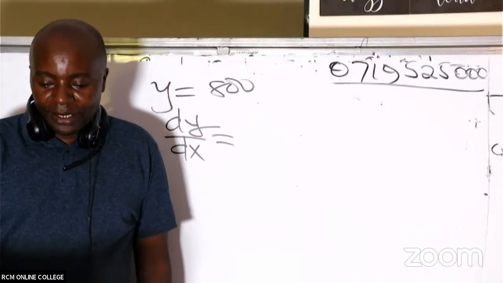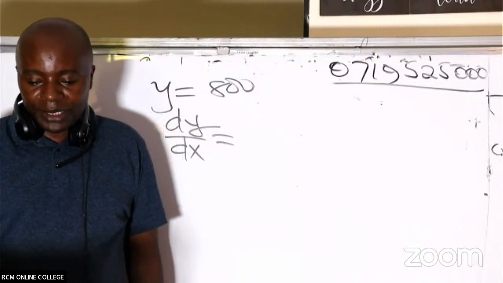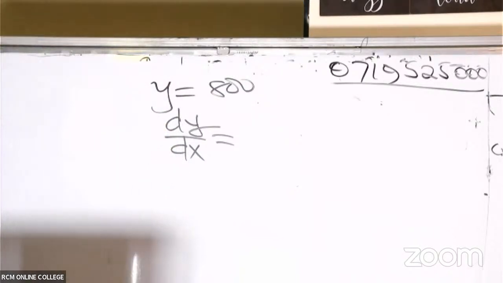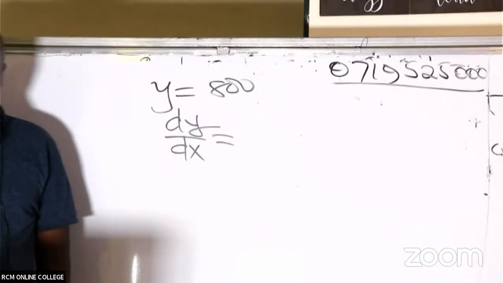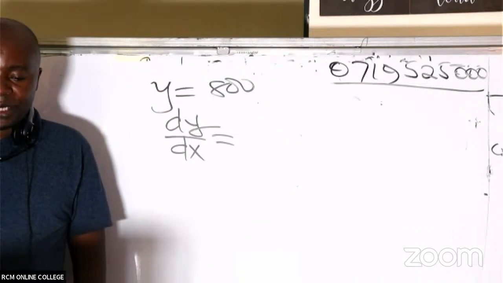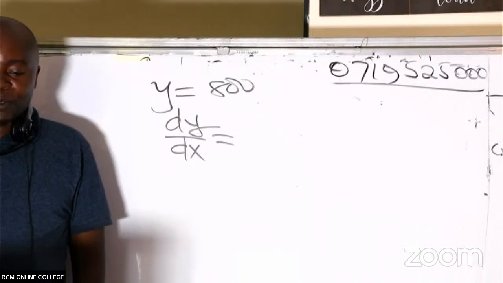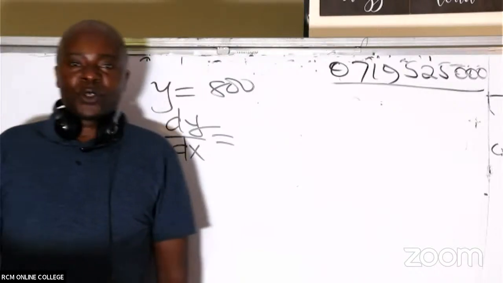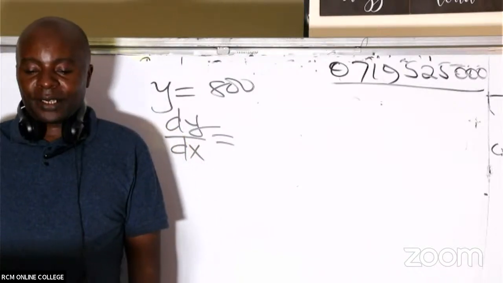You are given quite a simple arithmetic. You are given y equals 800, and then they want you to differentiate, get dy all over dx. Do we have anybody who is up to the task?